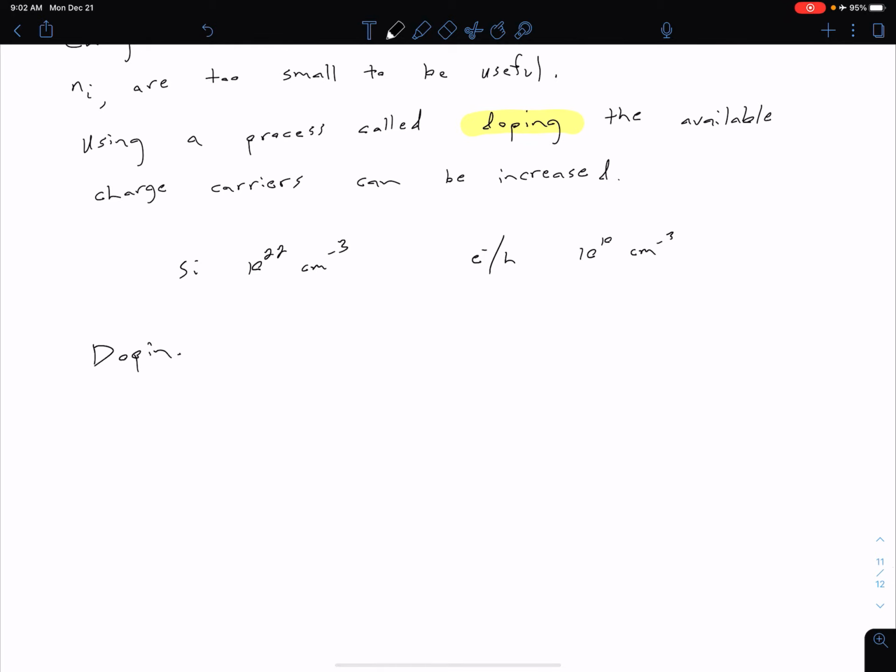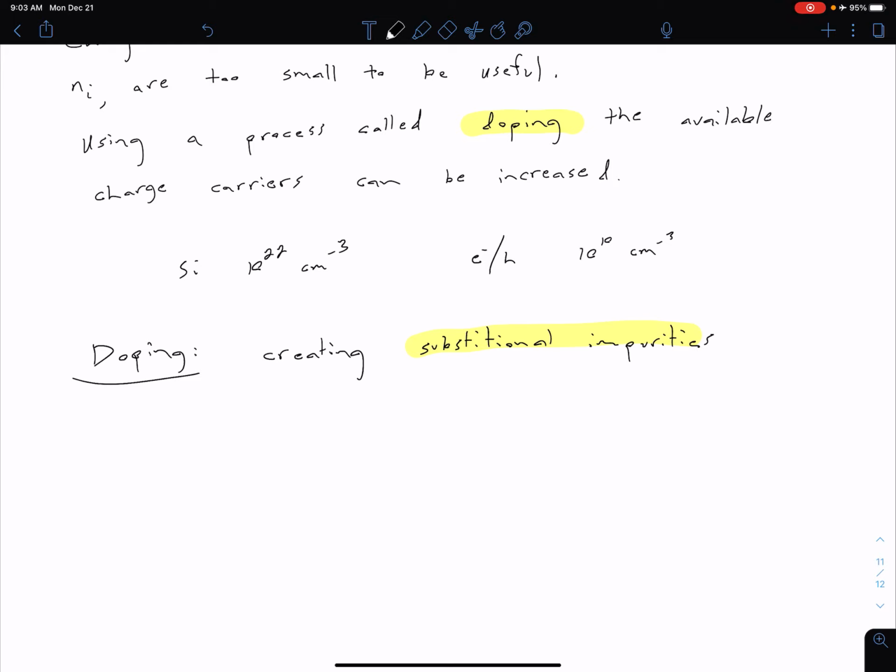So of course we're not talking about doping in terms of athletics. We're not shooting up steroids into our semiconductors, but what we're doing is we're creating substitutional impurities.